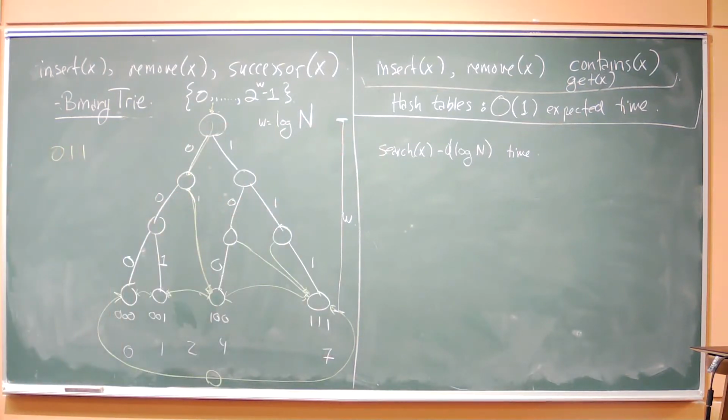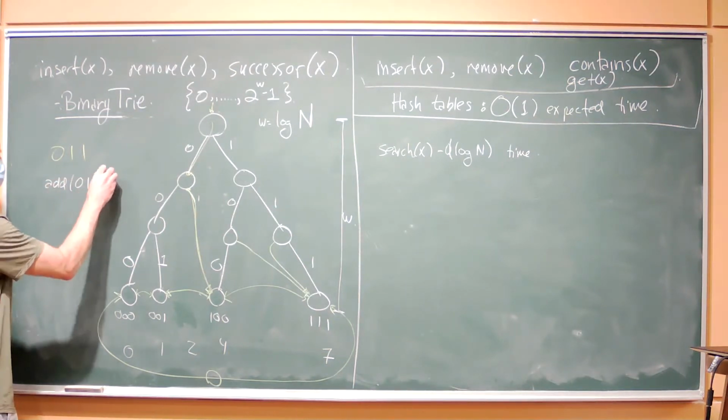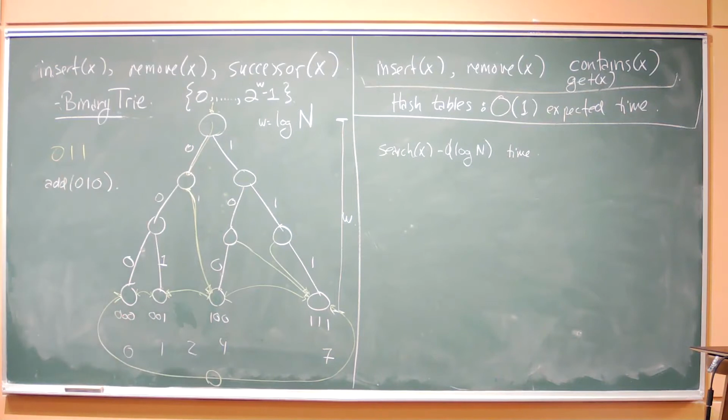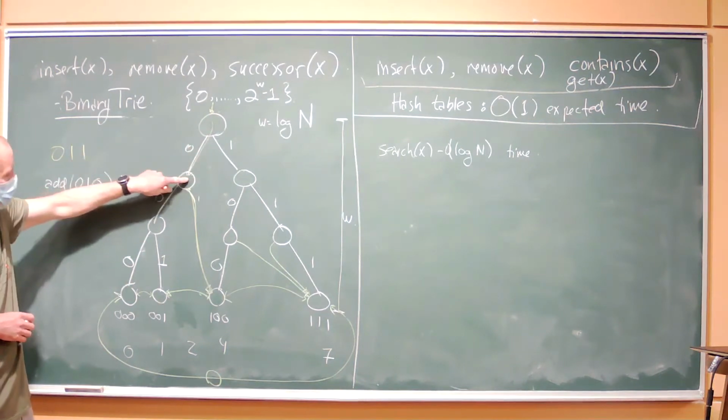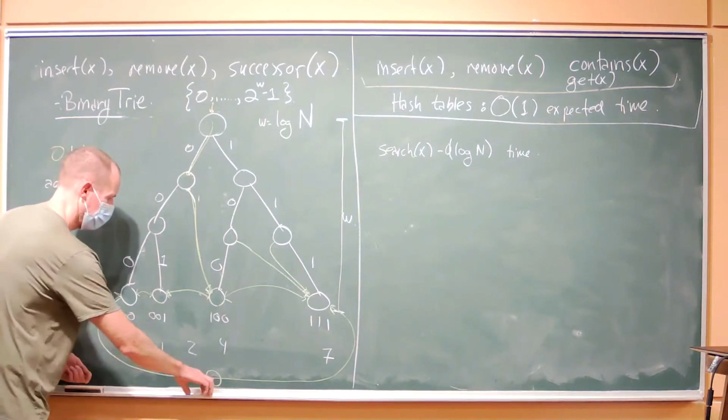Okay, and what if we want to add something? Well, let's go with our running example. Let's say I want to add 0, 1, 0. Probably the easiest way to do that is to first search for it. When we search for it, we go 0, and then we try to follow 1. We don't find it. Instead, we find its successor. So we'll just remember that for a second.